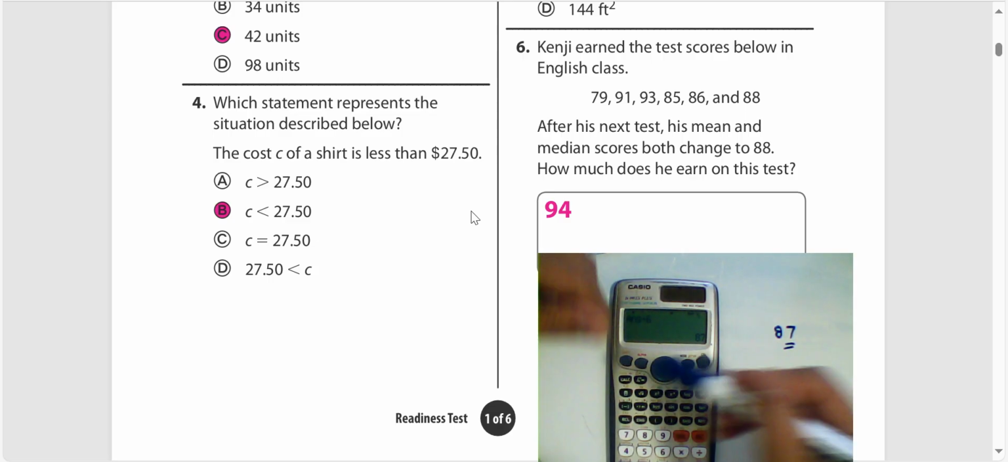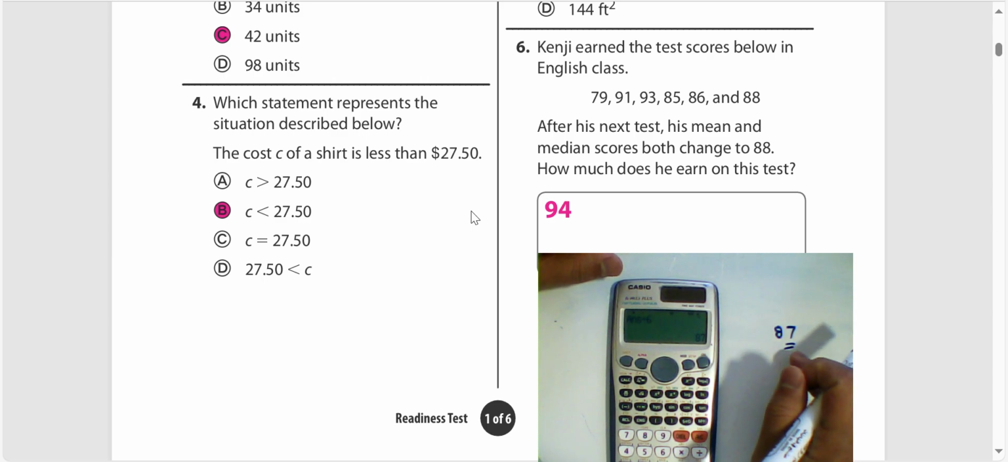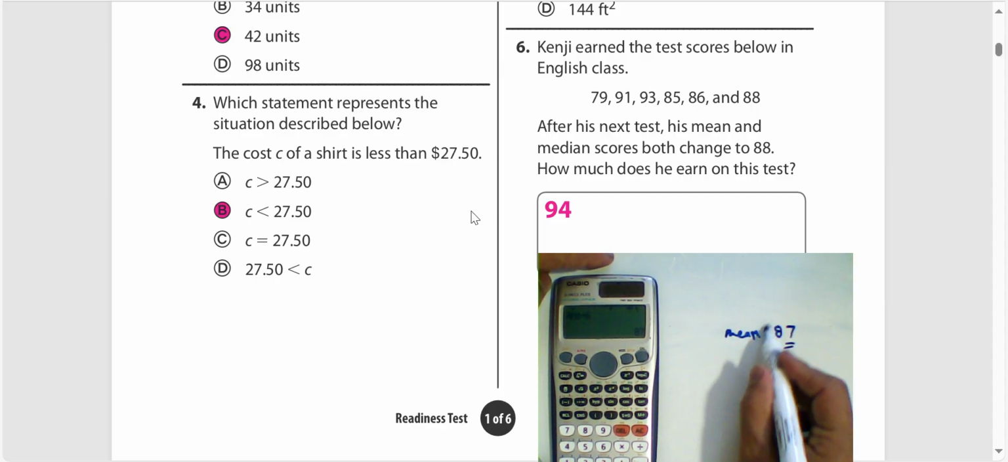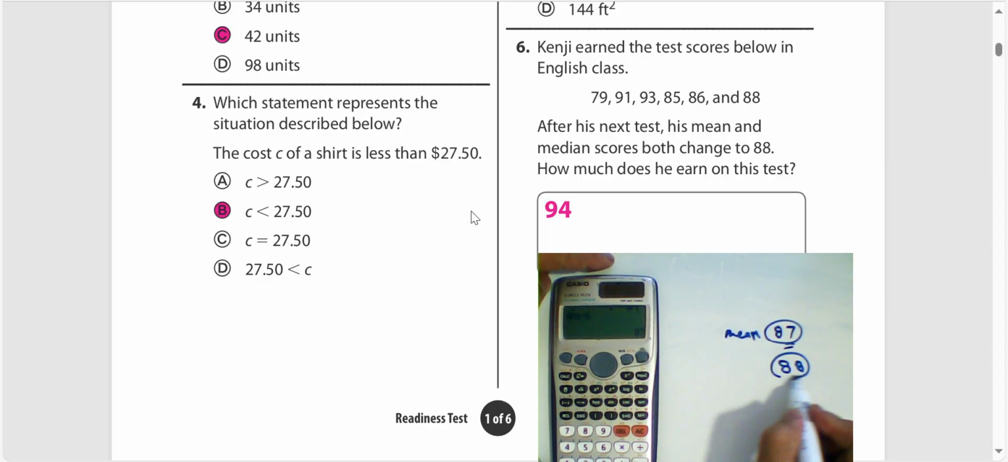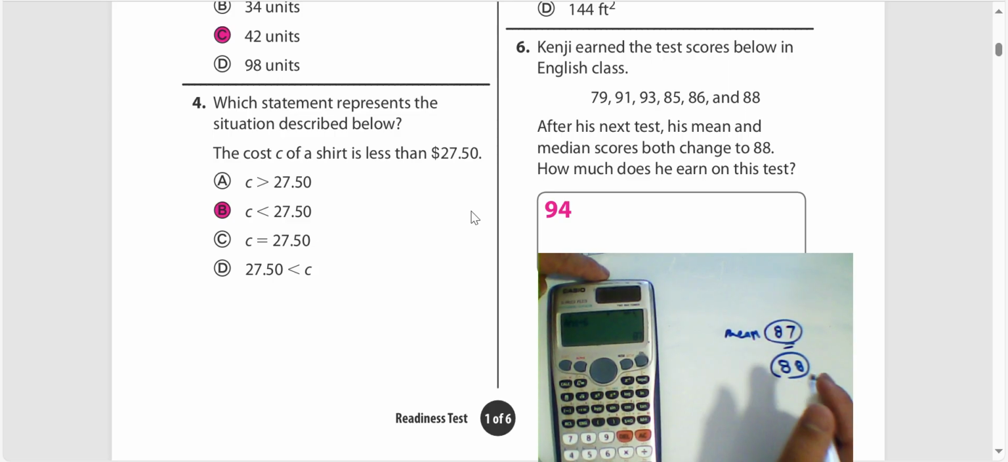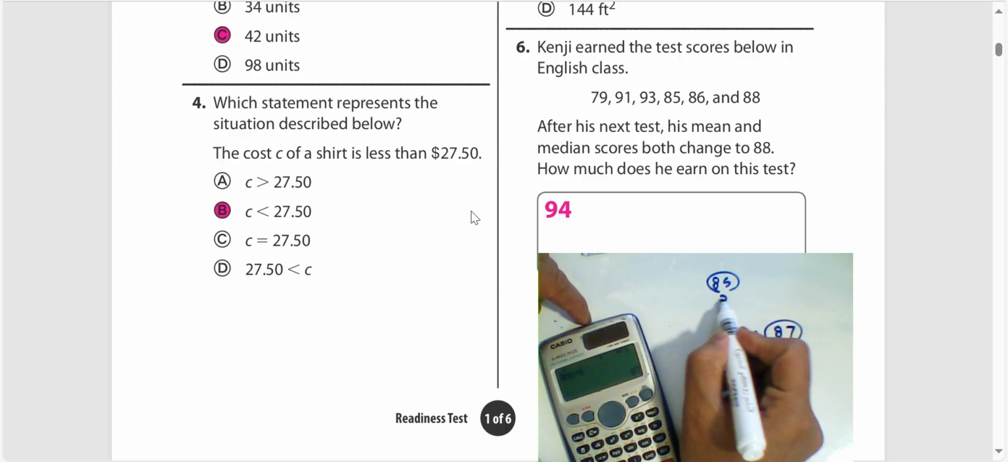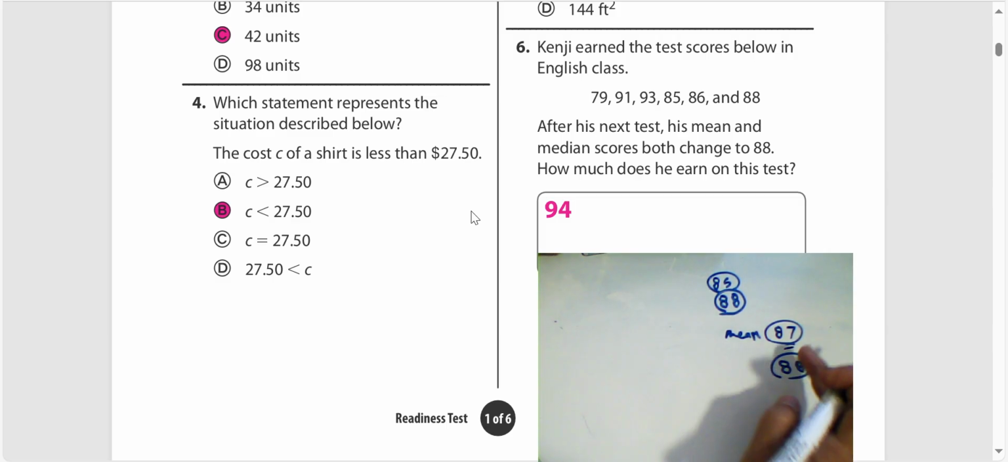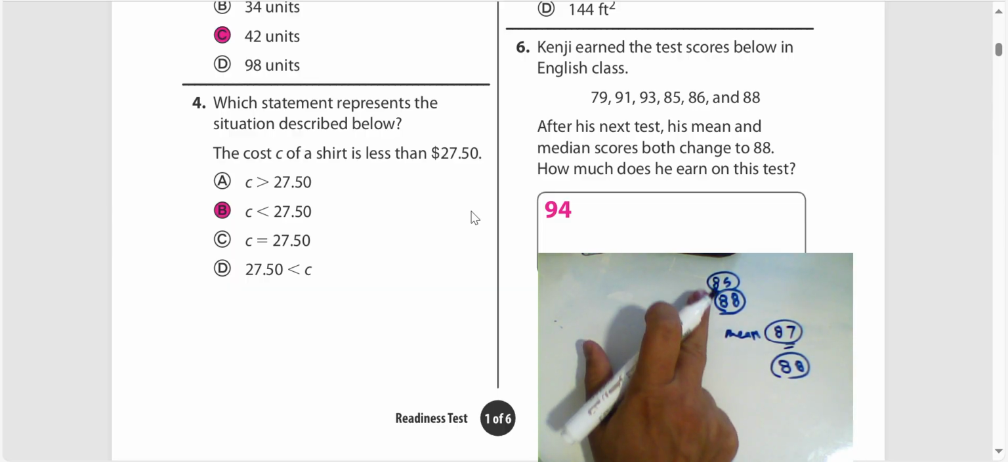And then he tells us in the example his mean converts from 87 to 88. We have here the mean convert from 87 to 88, and the median score both changed to 88. The median here was 85. Is the median converted to 88? He asked how much does he earn on this test, to convert from 87 to 88 and 85 to 88.